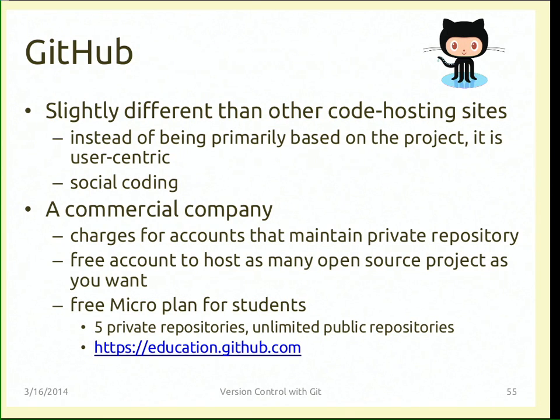So it's a commercial company. It charges for accounts for private repositories. If you sign up on GitHub, you have an unlimited number of public repositories. If your code or your data is public to the world, it's free. If you want to have a repository that only you or some of you can see, you have to pay. For students, at this address, you can request a discount that consists in a free micro plan: unlimited public repositories and 5 private repositories for your use for 2 years. A micro plan costs $10 or $20 per month.